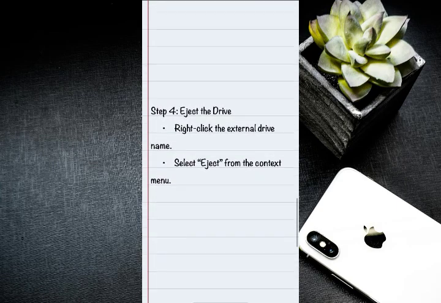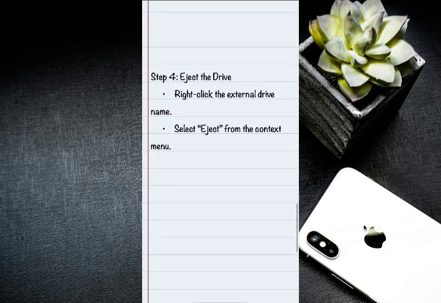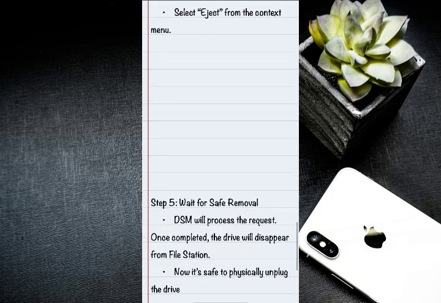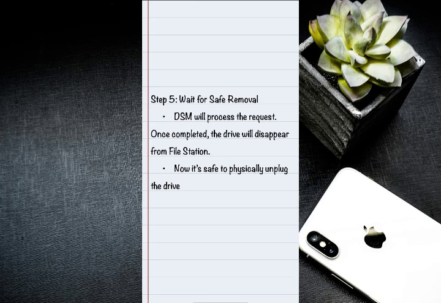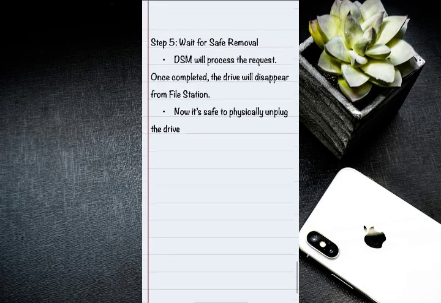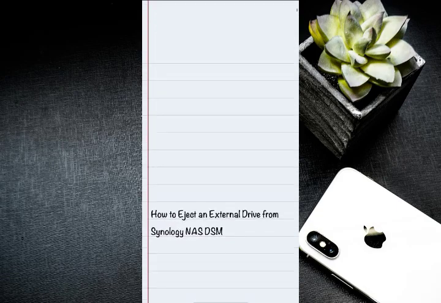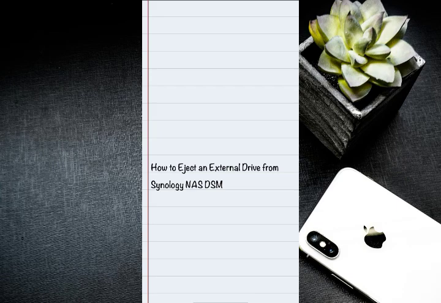Then on step 4, you have to eject the drive. So right click the external drive name, then select Eject from the context menu, then wait for safe removal. So DSM will process the request. Once completed, the drive will disappear from File Station. Now it's safe to physically unplug the drive, and that's how you can simply eject an external drive from Synology NAS DSM.